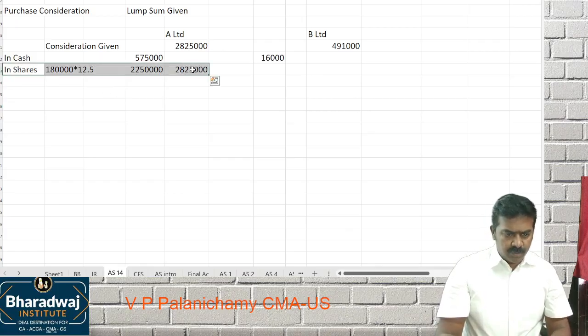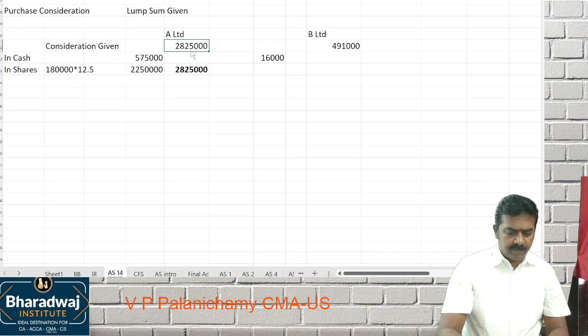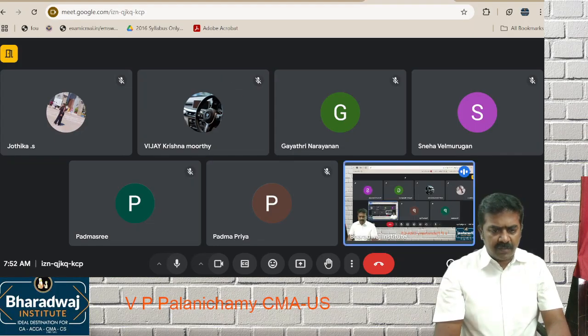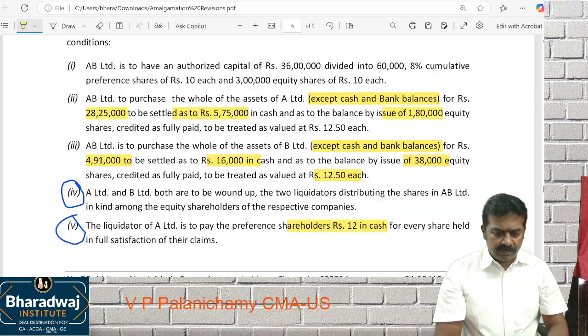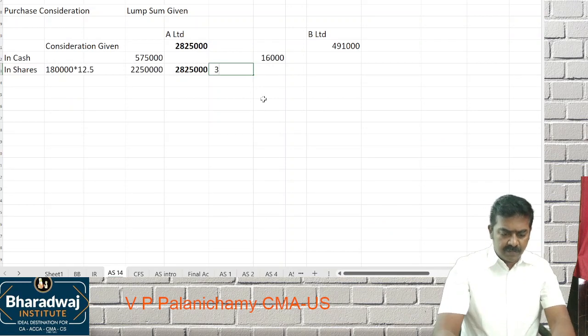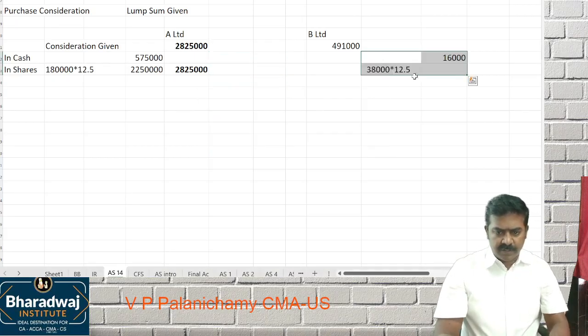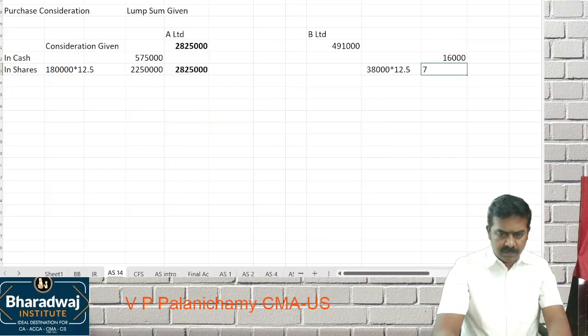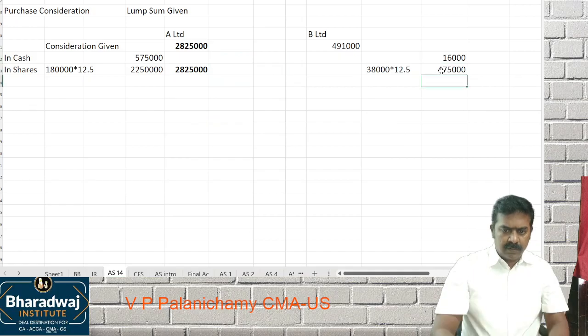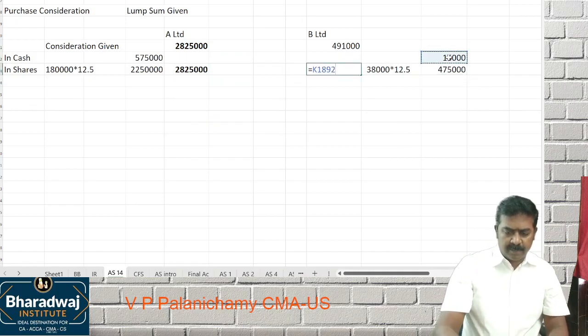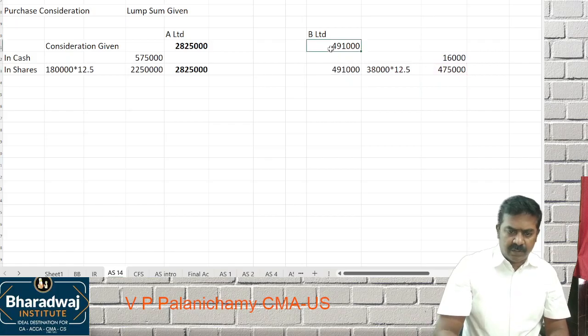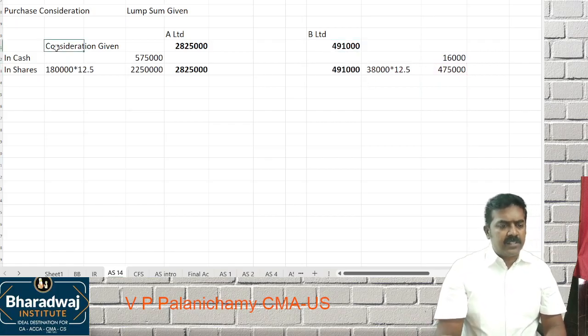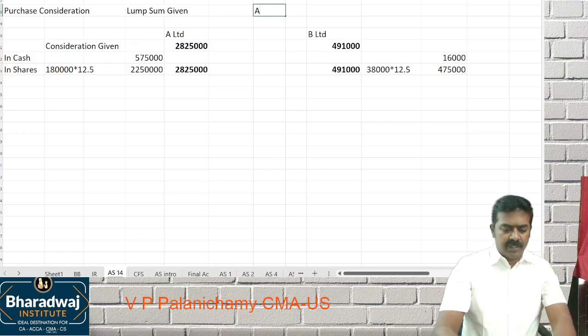So 28 lakh 25,000 is paid like this. For the other company, how many shares are allotted? 38,000 shares of 12.5 each. How much? So add both, you will get 4,91,000. So purchase consideration, we are not working out. That is given in the question. And please remember, we are purchasing only what? Assets. So it is amalgamation.